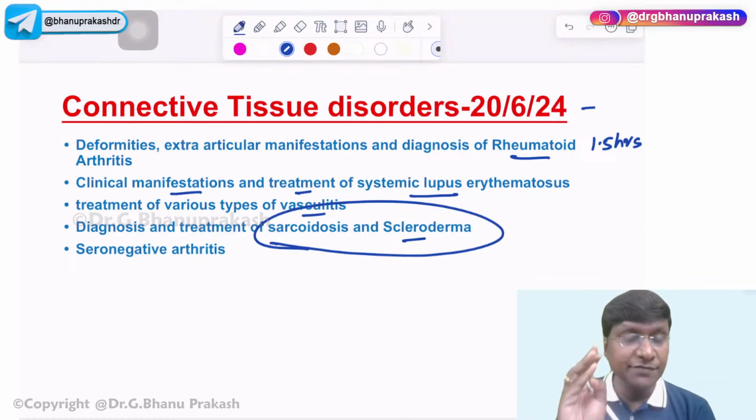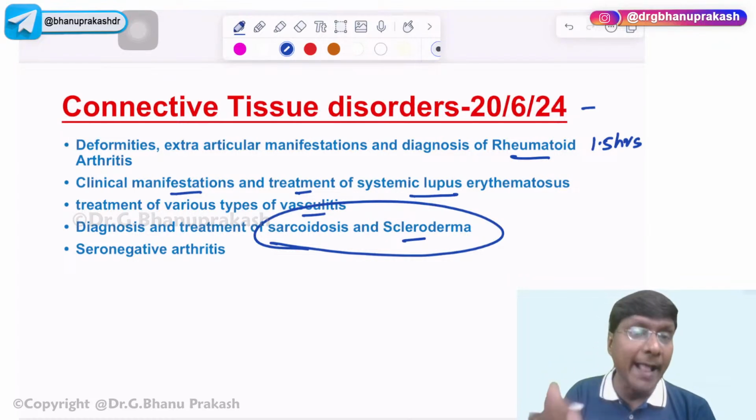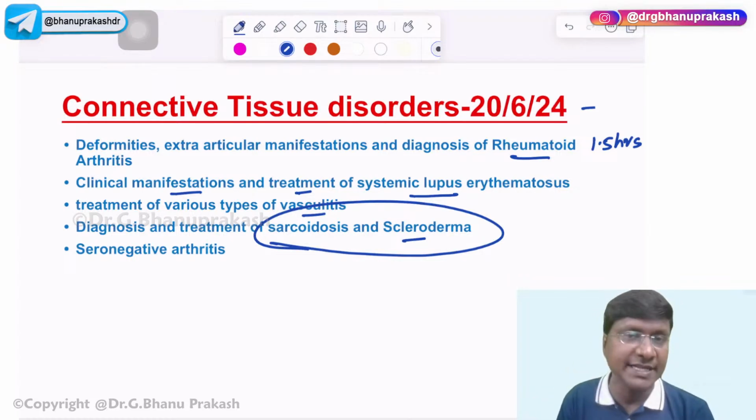Next is scleroderma. You need to know what is diffuse scleroderma, what is limited scleroderma, what is localized scleroderma. Right? These 3 things you need to know regarding the scleroderma. And what is Raynaud's phenomenon and what are the various causes of the Raynaud's phenomenon, and treatment for scleroderma.